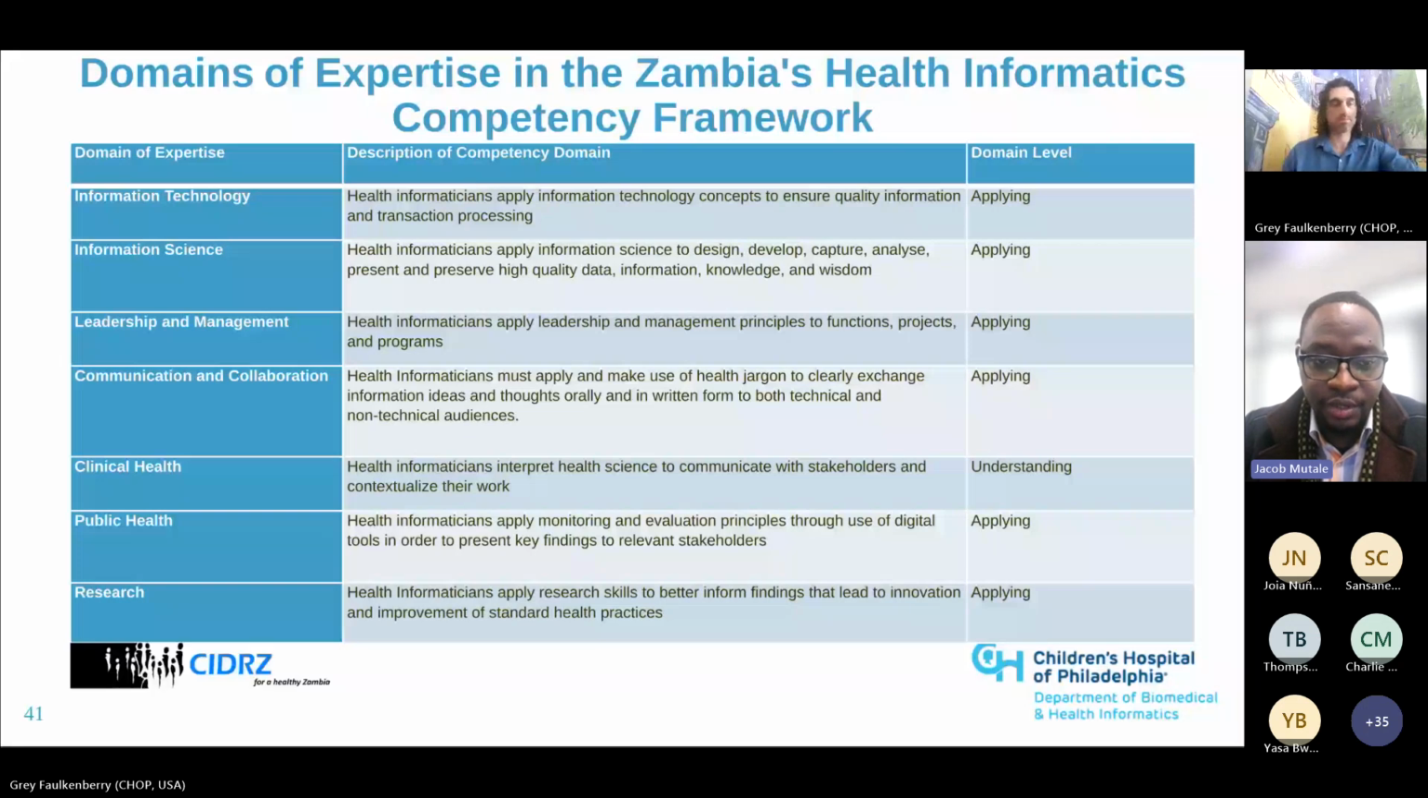So I already spoke about our roadmap, which was presented in the previous slides. What we're showing now is a slide on the 7 domains of expertise in which health informaticians require cognitive competence aligned to 2 of the 6 revised Bloom's taxonomy of educational objective levels, which are understanding and applying. So for the applying domain level, we have information technology, information science, leadership and management, communication and collaboration, public health, and research. For the understanding domain level, we have clinical health.